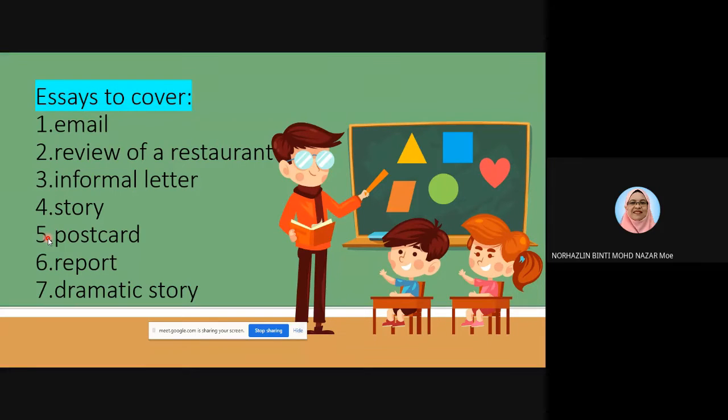Then, number 5, postcard. Postcard is in Paper 2, question 1. So you have email, postcard, review writing, notes or message. Notes or message are almost the same format. When you meet a note question, don't panic. Notes means referring to a message, writing a message.